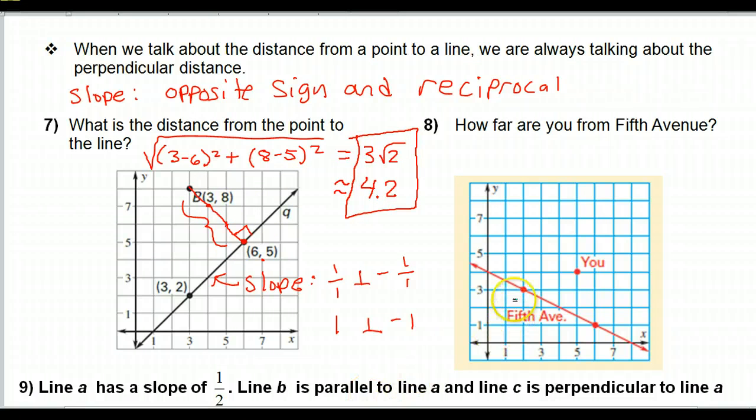Now let's do the same thing for number 8. Please pause the recording and do number 8 by yourself. Don't just watch me do it a second time. Pause the tape now. I'll wait.